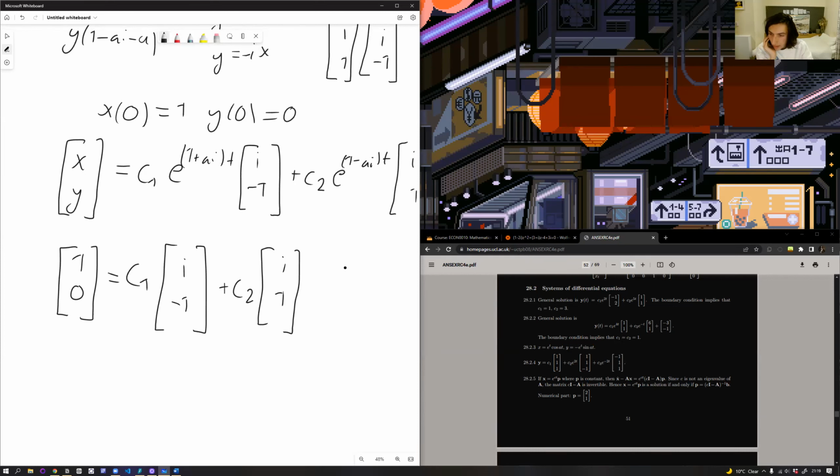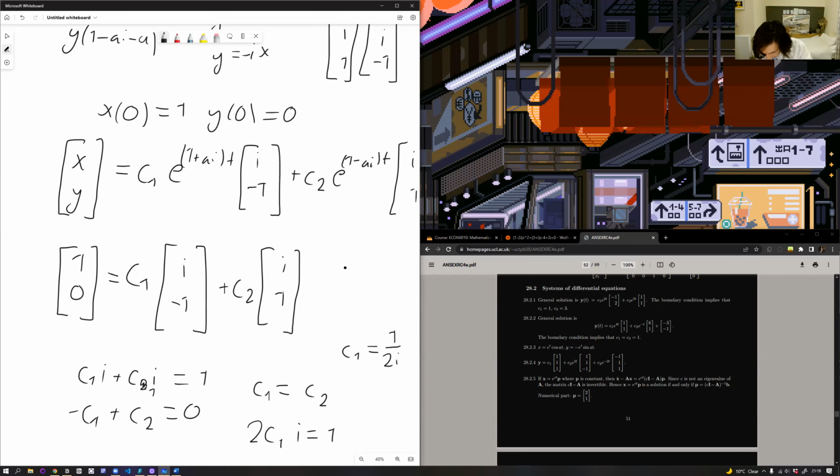Yeah. Okay, so we know that c1 i plus c2 i equals 1, and negative c1 plus c2 equals 0. So c1 is equal to c2. Yep. And so we could basically say 2 c1 i equals 1, so c1 is equal to 1 over 2i. You've timesed it by i.